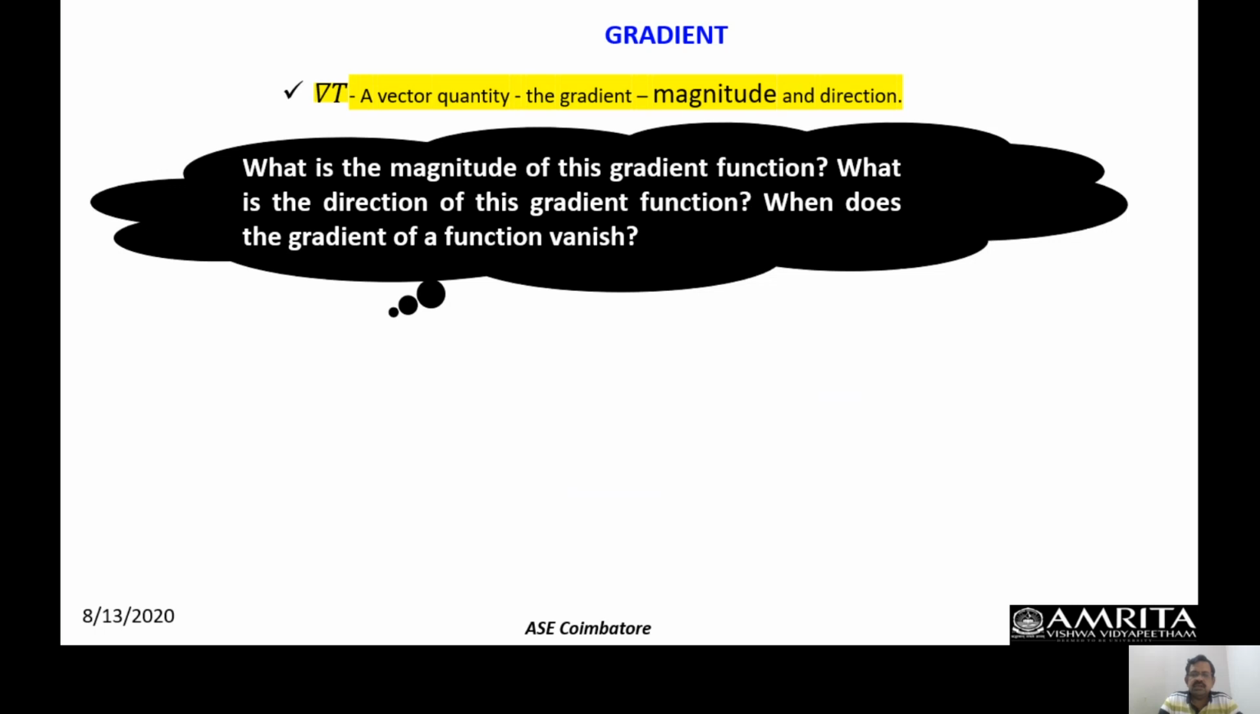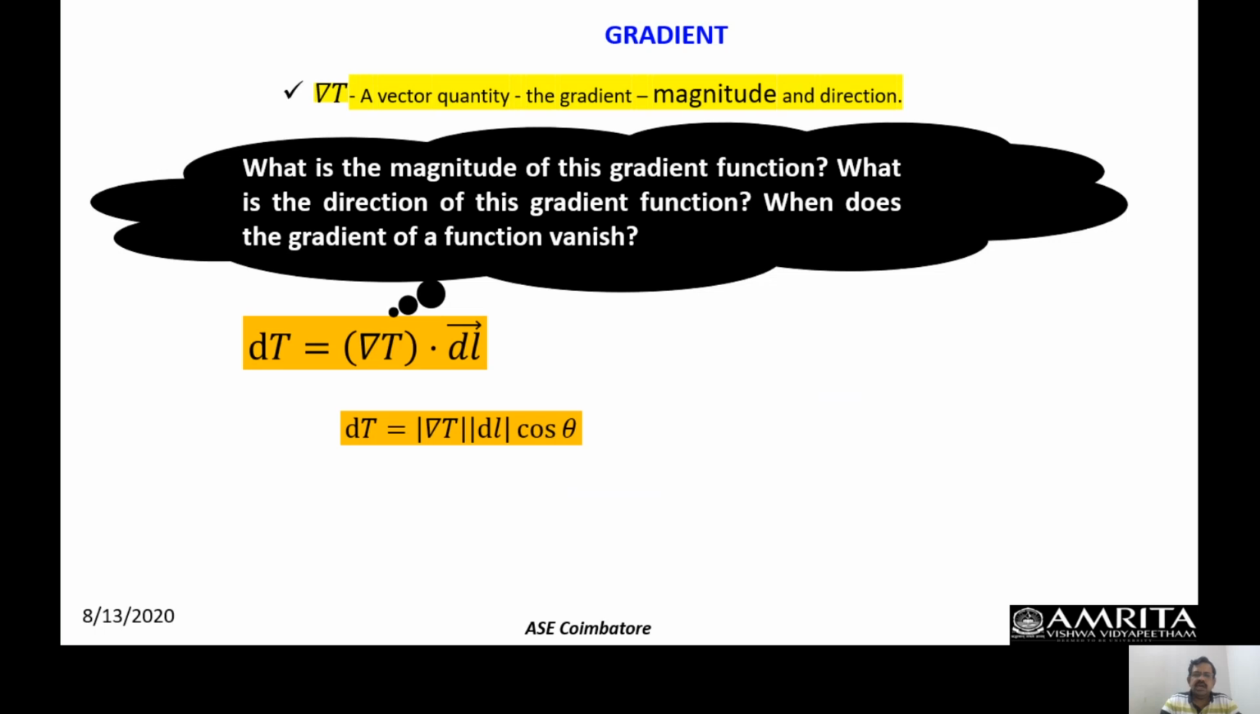However, there are 3 points that you must remember. One of them is that it is a vector quantity. The second one is that the magnitude of a gradient function is nothing but the slope, or the rate of increase, along a certain specific direction. What is the direction of the gradient? The direction of gradient will be along the direction of maximum increase of the function.